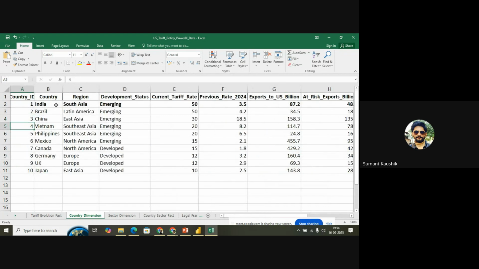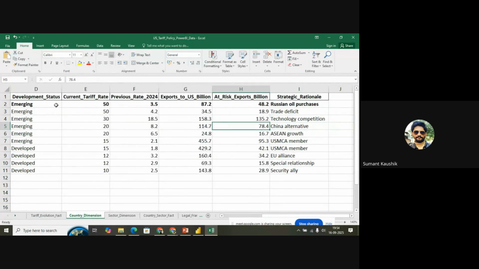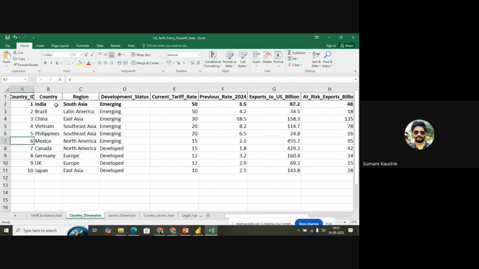Next is the case of Vietnam. Vietnam is also facing a tariff rate of 20%, but less than what is being faced by India, Brazil, and China. Similarly, Philippines and Mexico are some close allies of the US, and the rationale was China's alternative for Vietnam. What about Mexico and Canada? Since they are USMCA members, part of an association, they are facing less tariff, although they are also facing a higher tariff rate as compared to 2024, but at least less than what other countries might be facing. Similar to the case of developed countries.